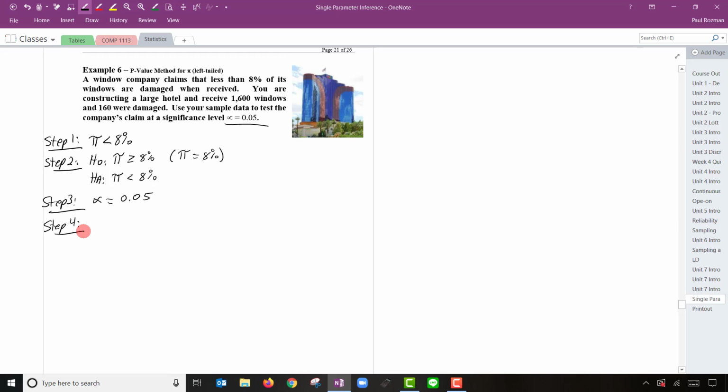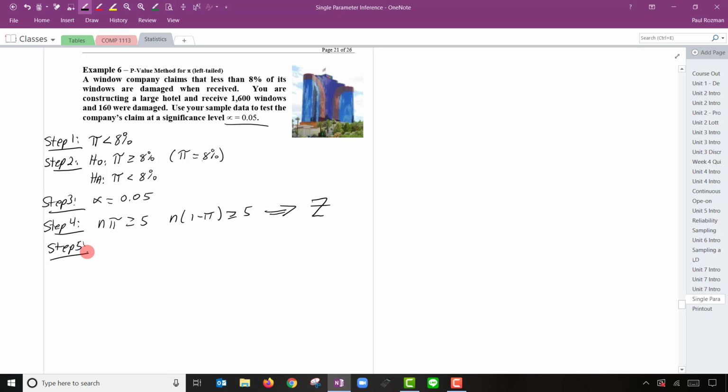Step 4, check your conditions. Make sure that n pi is greater than or equal to 5. And we already did this. I forget the number already, but I know it was greater than or equal to 5. And I know that n(1 minus pi) is also greater than or equal to 5, and that lets me go ahead and use a z-distribution.